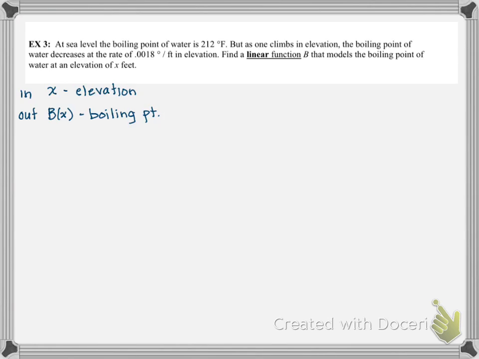So now I have to look for one of two things. Either I need 2 points so that I can find the average rate of change, or they have to give me the average rate of change and an initial value. Do I have an initial value? Yeah, 212 corresponds to an elevation of 0. That's how I know that that's my y-intercept, or my initial value, because it corresponds to an input of 0. So b is equal to 212.